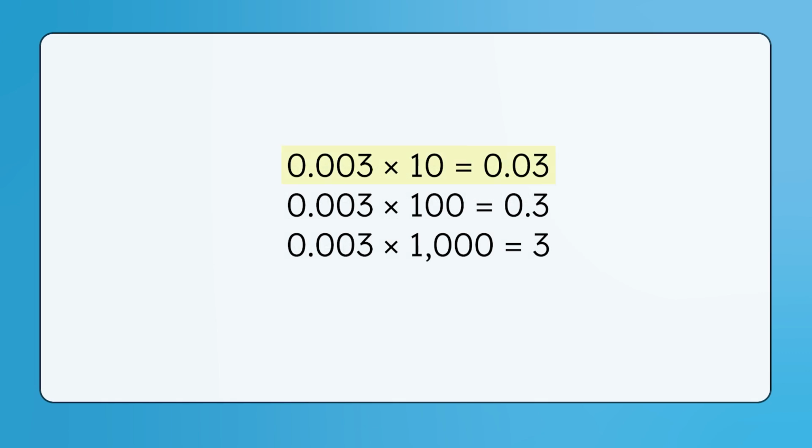So, 3,000ths times 10 equals 300ths. If we multiply by 100, we get 3/10ths, and if we multiply by 1,000, we get the whole number 3. Great work! When we multiplied by powers of 10, the values of the numbers increased. What do you think will happen if we divide instead?